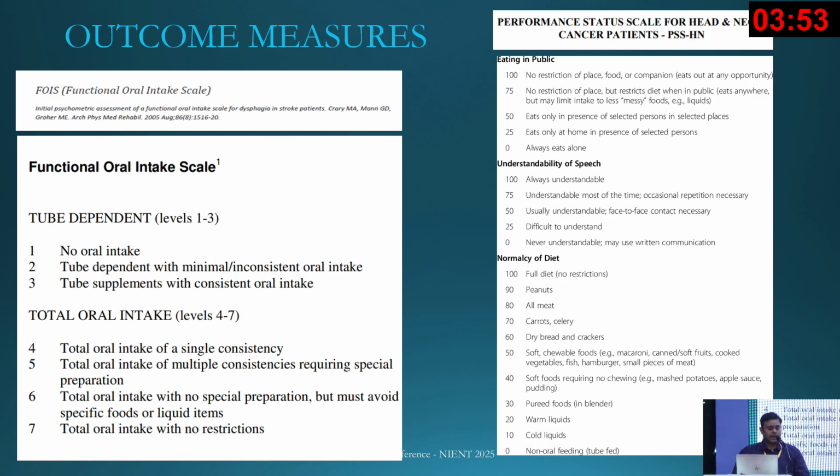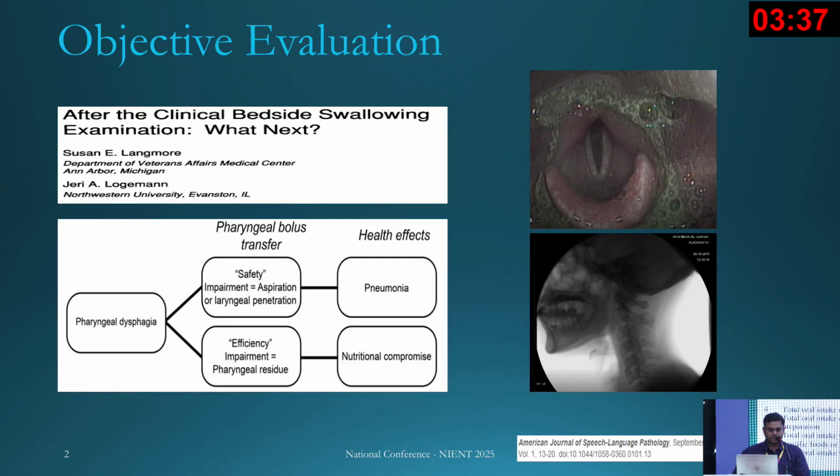And I definitely reiterate again and again that we use commonly available, very easy-to-track outcome measures such as the Functional Oral Intake Scale, with respect to tube dependency, oral intake, and the normalcy of diet. It will help clinicians across the board understand the patient status. And of course, we can use either the videofluoroscopy procedure or the FEES procedure to understand the safety and aspiration risk of this patient. Mainly, we can go with the FEES procedure in this patient.